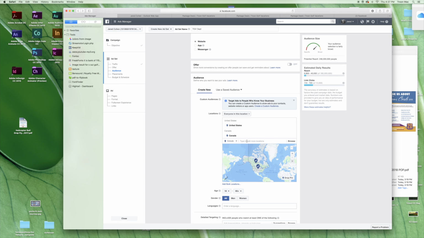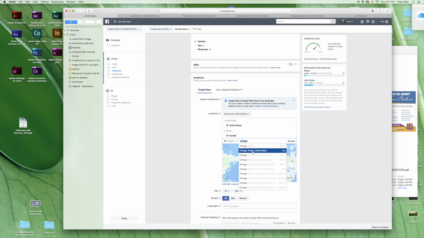For people that are looking to drive traffic to more specific areas, you could definitely do so. You can type in Scottsdale, Arizona. You can type in, say, Chicago, Illinois, and you can really break it down. You can go to airport. You can go to all sorts of different locations.